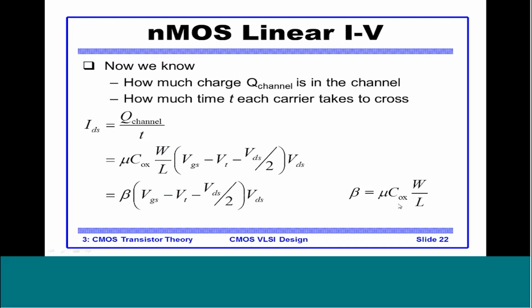Now we discussed earlier that Cox is technology dependent. W by L, I would not say they are technology dependent, but they are fixed for a particular design. When we design, let's say, an inverter, we have to fix the value of W by L for the NMOS and for the PMOS. Here the purpose of defining beta to be constant is to study the effect of the change of voltage on IDS, assuming all these parameters mu Cox W by L are constant for the sake of drawing the IV curve.